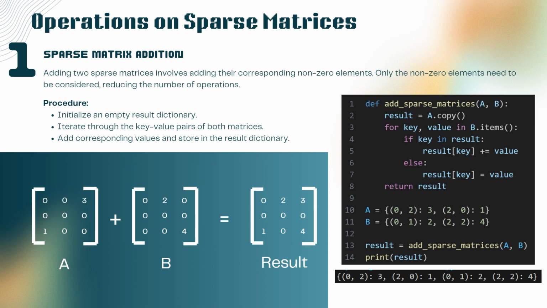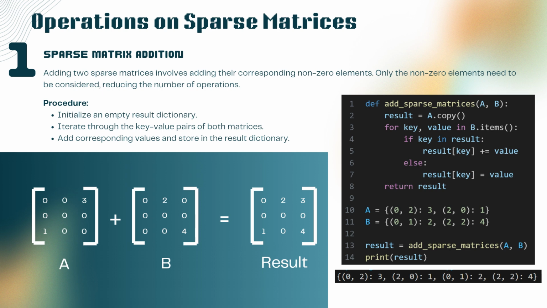In the example, the matrix A has the non-zero values at positions first row, third column, and third row, first column. The values are 3 and 1 respectively. In the matrix B, we have two non-zero values at positions first row, first column, and third row, third column. After addition of these sparse matrices, we will get the result matrix.